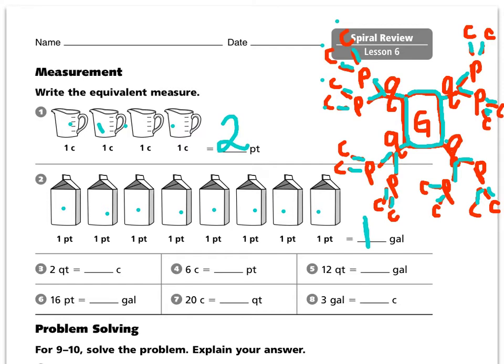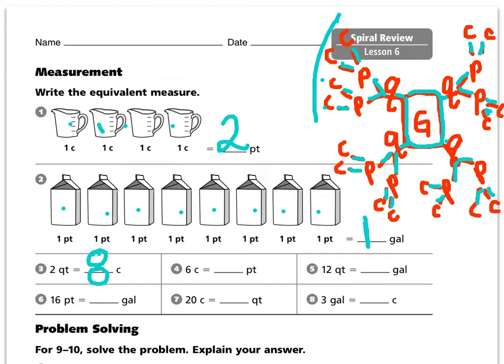Let's look at how many cups 2 quarts equals. I know that 1 quart, if you look, will equal 4 cups. If 1 quart equals 4 cups, then 2 quarts will equal 8 cups.